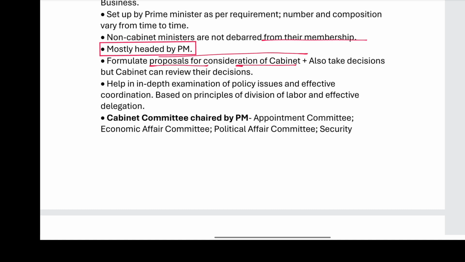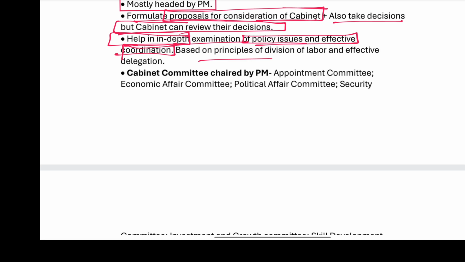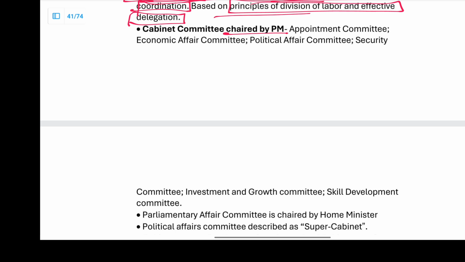They formulate policy proposals for the consideration of the cabinet and also take decisions, but the cabinet can review their decisions. They help in in-depth examination of the policy issues and effective coordination, based on the principle of division of labor and effective delegation. The cabinet committee is chaired by the Prime Minister, right?